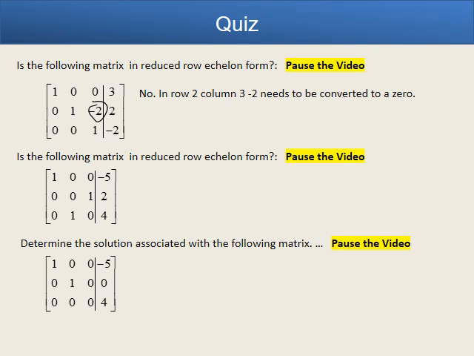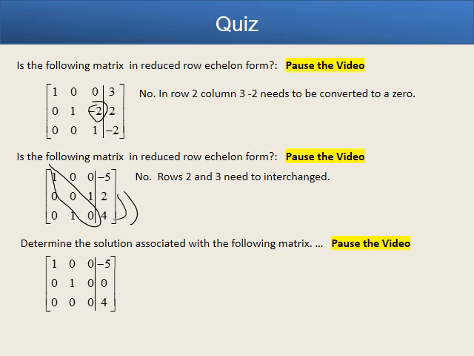Is the following matrix in reduced row echelon form? Pause the video. The answer here is no. Row 2 and 3 need to be interchanged. Remember, you're supposed to have a diagonal of 1s. So these two rows need to be interchanged.